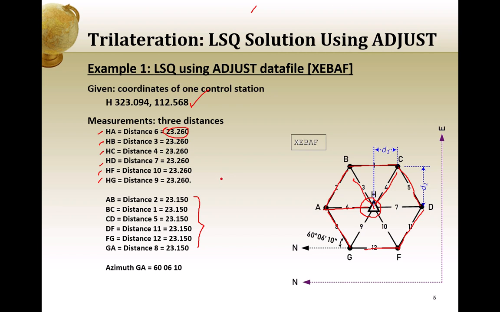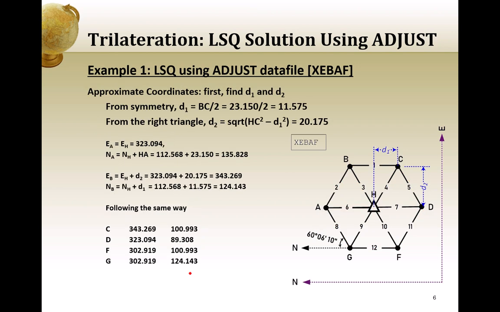Because we have one control station, we need the azimuth of a line. We were given that the azimuth of line GA is 60 degrees, 6 minutes and 10 seconds. So this is the azimuth that we are given. Now let's start putting things in the format for the adjust program. But before that, we need to know how to calculate the initial estimates.